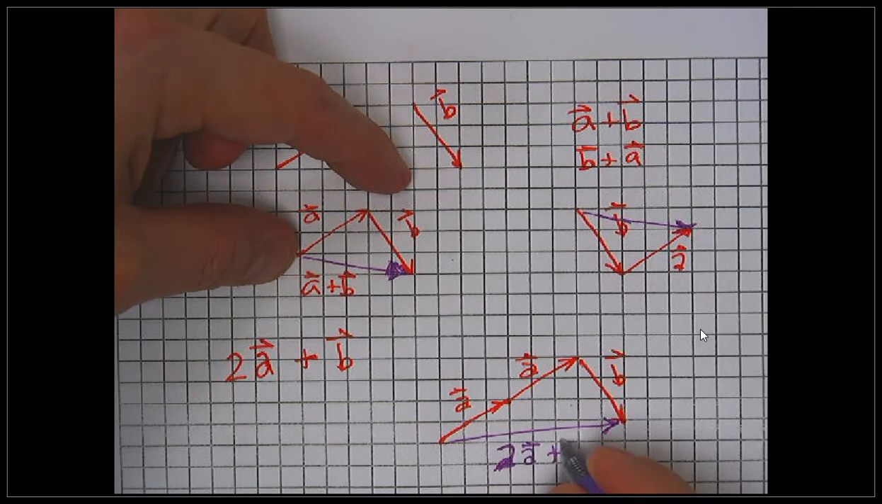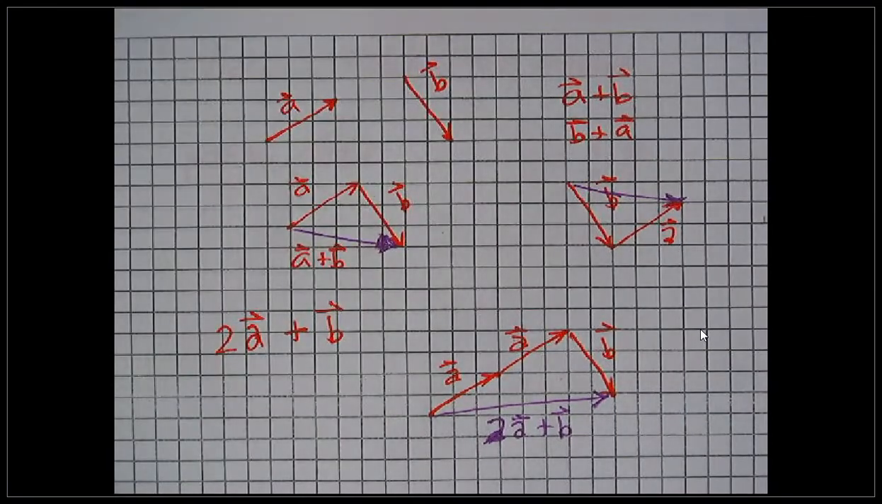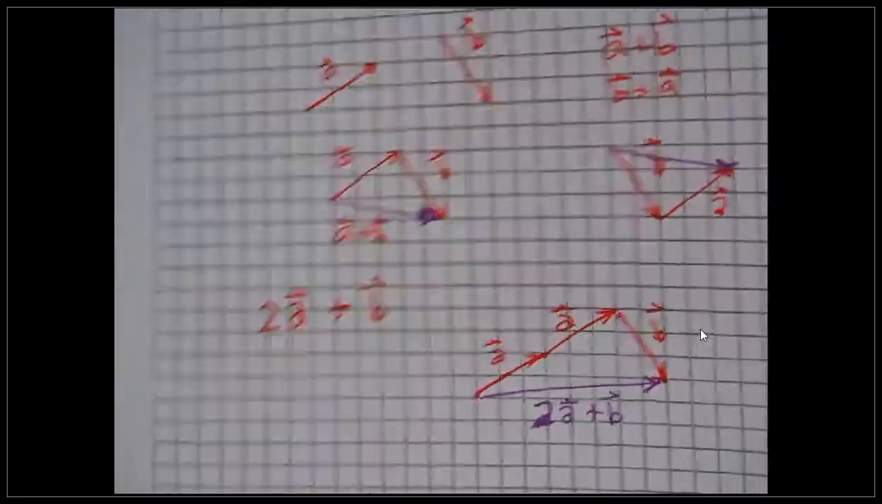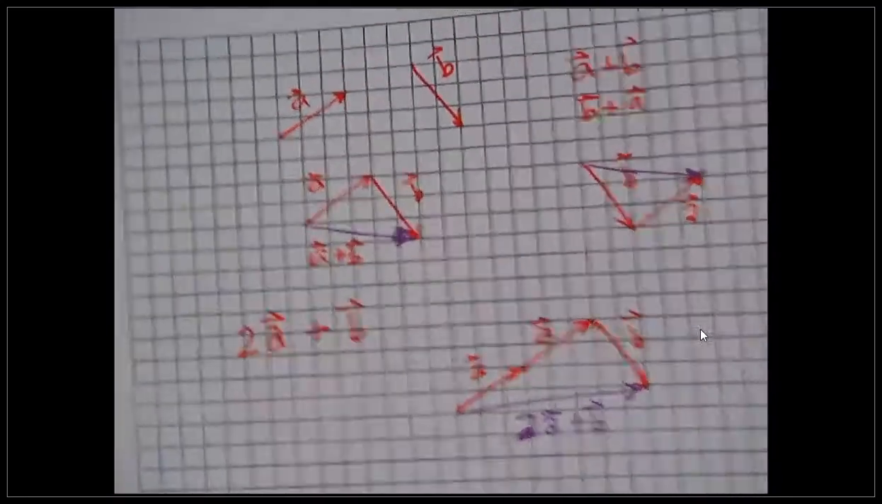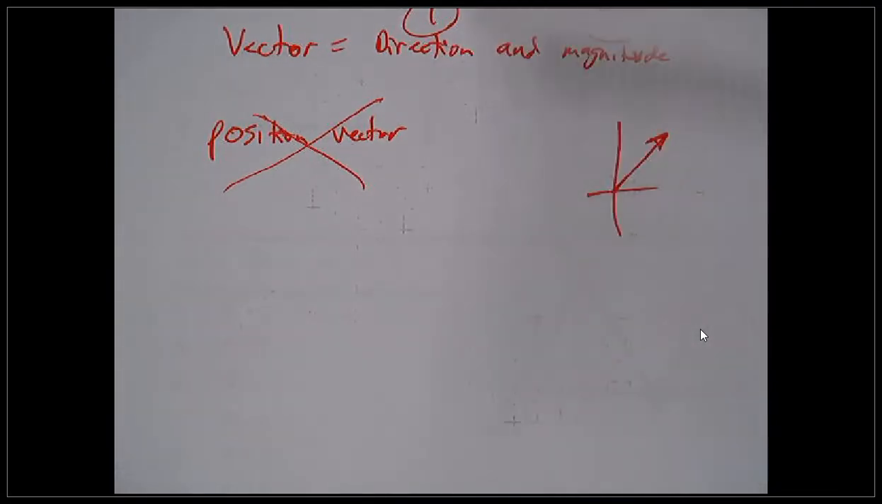This vector is 2 times vector A plus vector B. We're going to do a bunch of problems now relating to vectors, and hopefully this will give a better understanding of what vectors are in general.